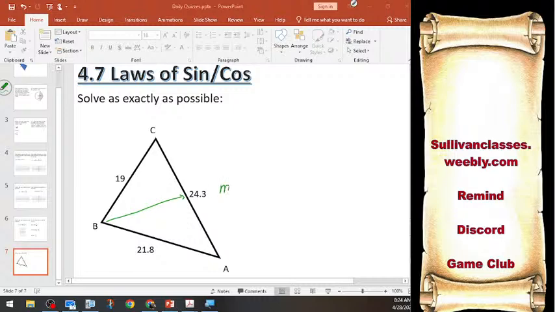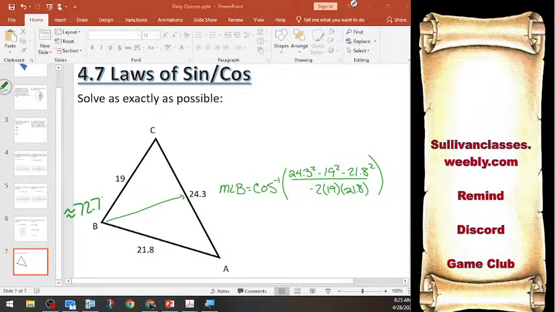So, measure of angle B is, you can write out the whole formula and solve and rearrange, or you can shortcut: arc cosine of 24.3 squared minus 19 squared minus 21.8 squared, all over negative 2 by 19 by 21.8. Getting about how much? 72.743 degrees. Confirm?